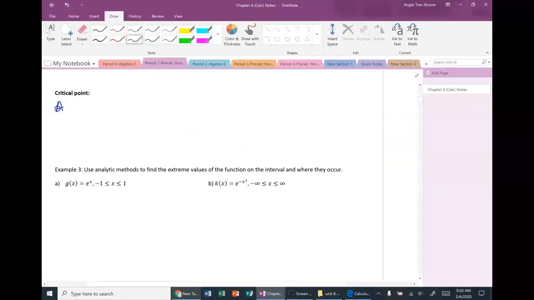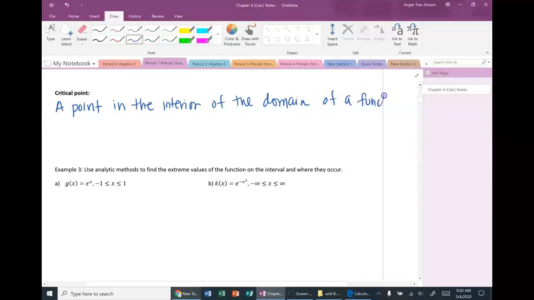Critical point: a point in the interior of the domain of a function, let's call it f, at which f prime equals 0. What? It's repeating the definition from prior, right?